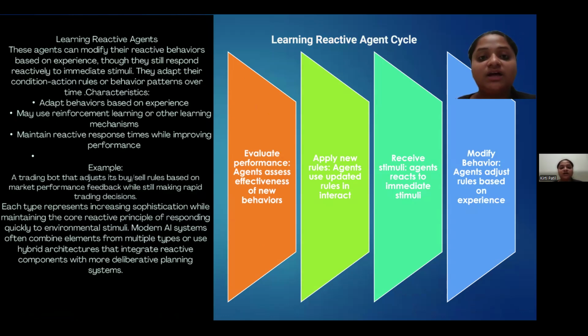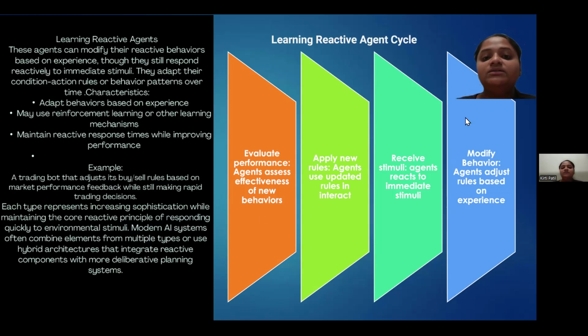The characteristics are: adapt behaviors based on experience, may use reinforcement learning or other learning mechanisms, maintain reactive response time while improving performance. Example, a trading bot that adjusts its buy or sell rules based on market performance feedback while still making rapid trading decisions.